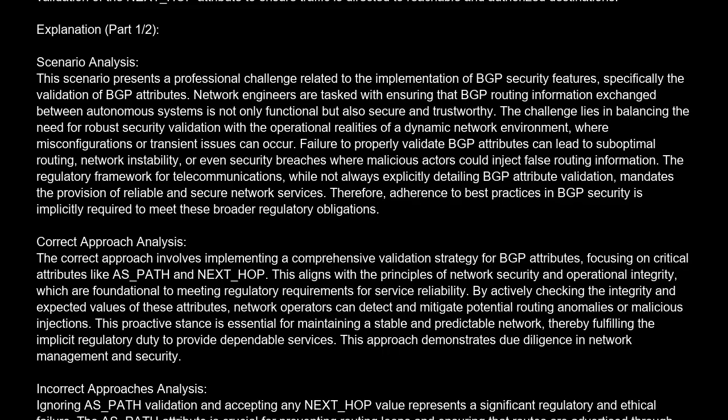The correct answer is A. Implement strict validation of AS path to prevent loops and ensure legitimate route propagation, and enforce validation of the next hop attribute to ensure traffic is directed to reachable and authorized destinations.